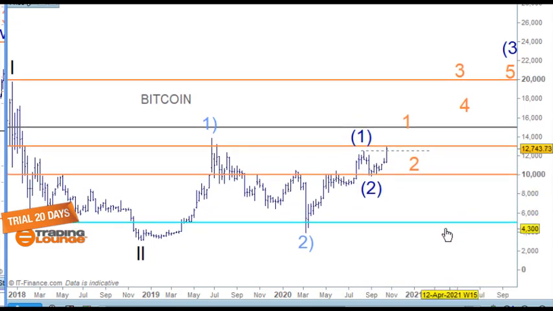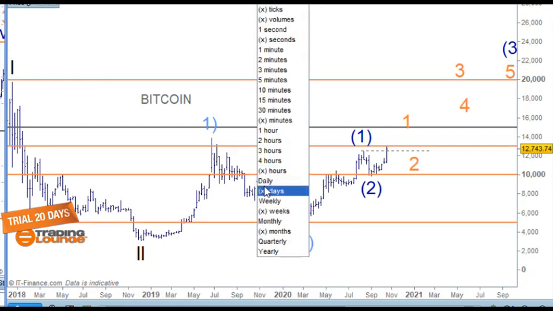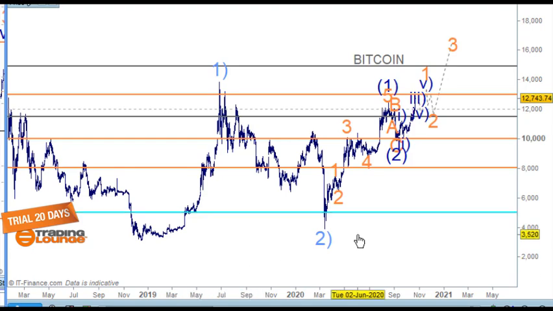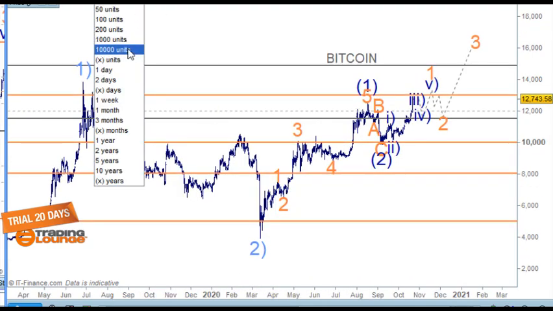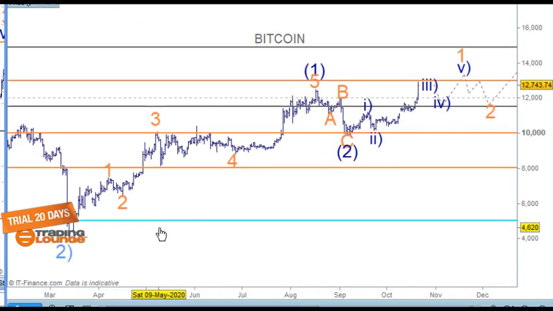So in a nutshell here, we really want this 13,000 to play out as the tested support in the market. So that's what we're going to look at next. So we'll go to the daily chart, and let me just open this up a little bit.